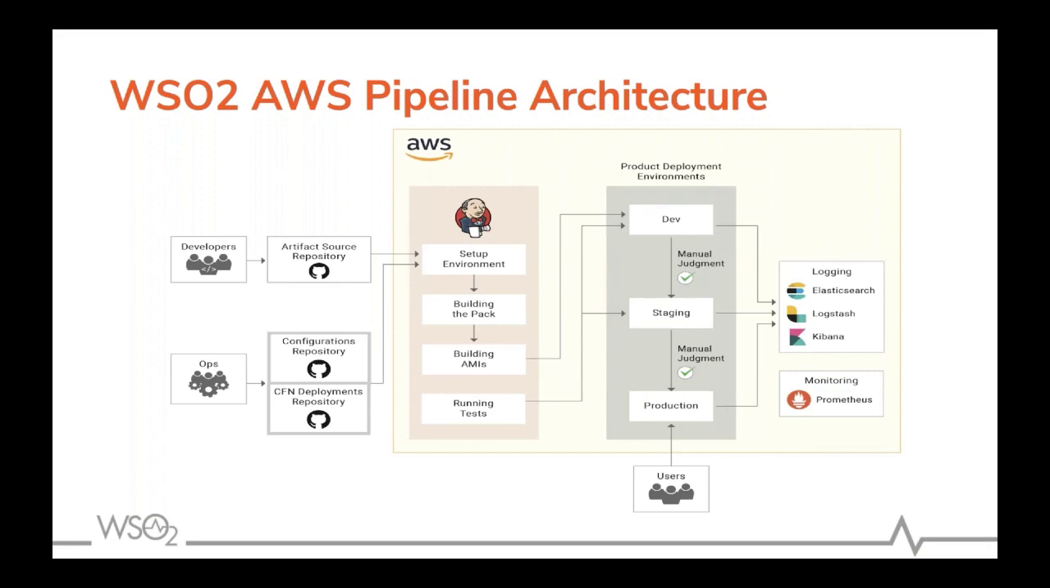Once the product is deployed into the development environment, test suites that are specified in the artifact source repository will run on the development environment. If these test suites are successfully passed, the pipeline will progress into a manual judgment phase.